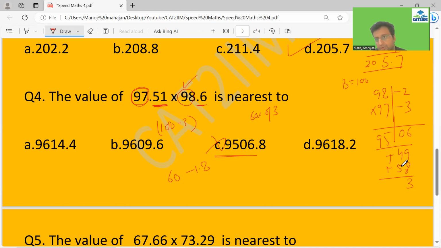2, 5 and 4. 9 plus 2, that is 11. So 1 carry forward. So 9613. My answer should be damn close to 9613, which is your option number A.